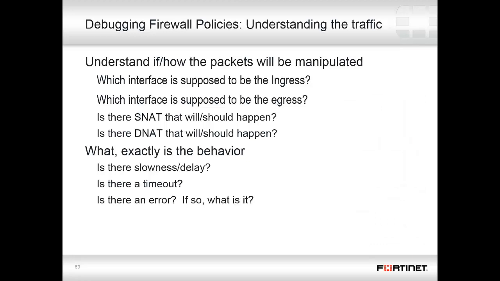If you're going to be troubleshooting firewall policies, the first thing you need to understand is how the traffic is supposed to work. There are usually multiple firewall policies, so you need to be pretty sure which interface it is supposed to be coming in on and which one it should be going out on. Is there any kind of source or destination natting that should be taking place? It's also important to understand what behavior you're actually seeing, if it is a case of traffic being slow, a timeout, or an error of some kind. These are all very different behaviors, which means you need to be looking for very different things in the packets.